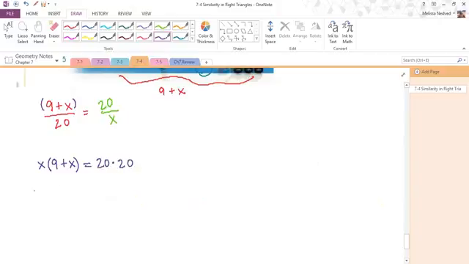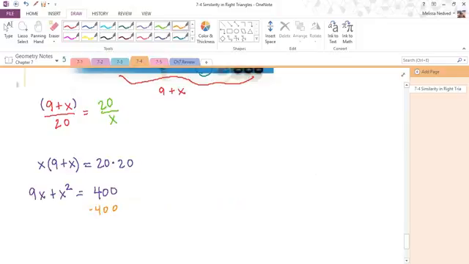Now on the left side, I'm going to distribute the x, which gives me 9x plus x squared, and on the right side 20 times 20 is 400. Notice that anytime you have an x squared term, an x term, and a constant, a term that doesn't have an x, we're going to have to use factoring or the quadratic formula, but in this case factoring to solve. In order to solve using factoring, I need to set this up in standard form, meaning my x squared term is first, my x term is second, and my constant is third. To do that, I need to subtract this 400. I need to set it equal to 0.